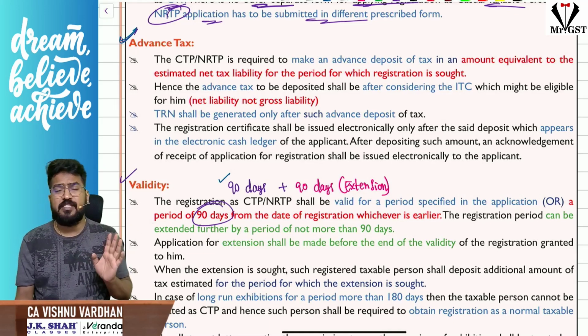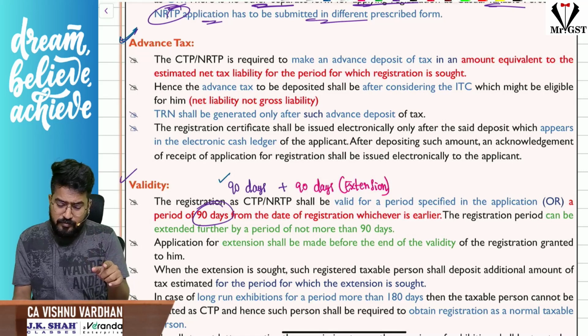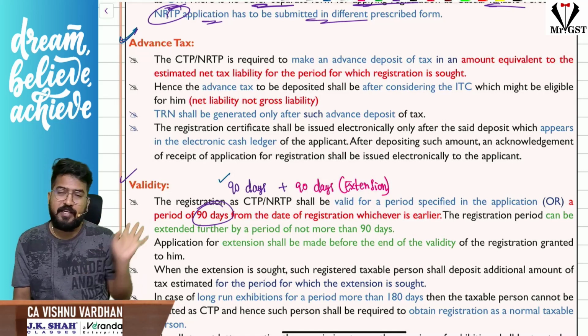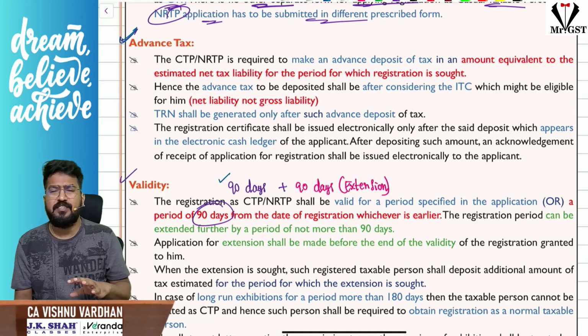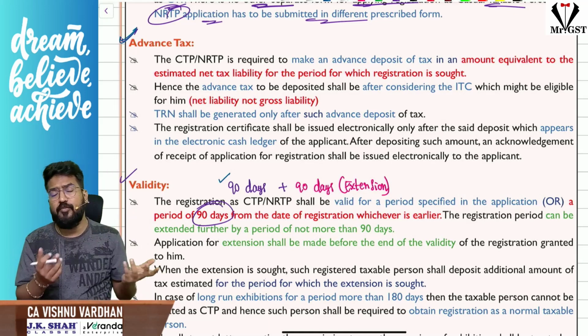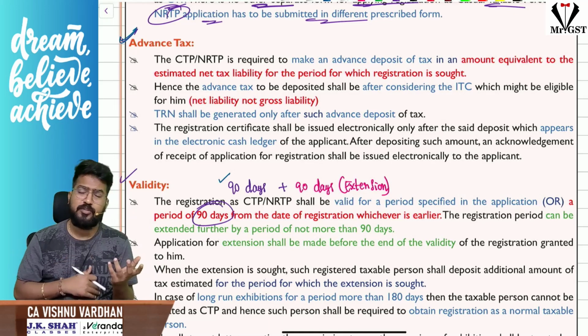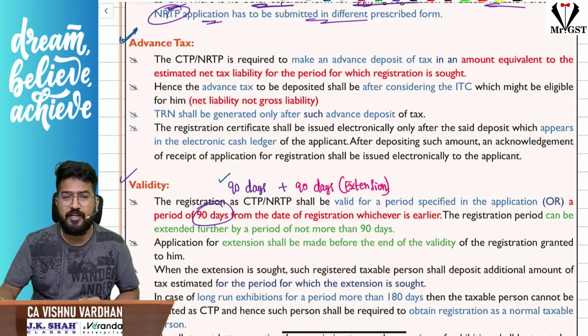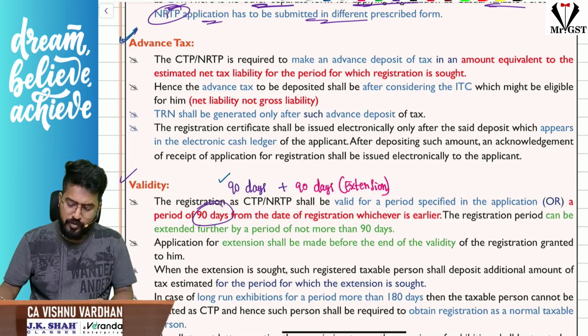Once the registration is granted, whatever they have deposited, that amount will reflect in the e-cash ledger. Of course, after the registration is over, or on expiry, there can be some shortfall or excess amount. If they have short paid, then they can again deposit the cash. If there is any excess amount, they can claim it as refund. Okay, that is another point. Right, so that is the concept.